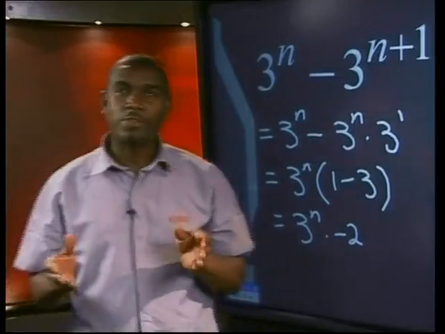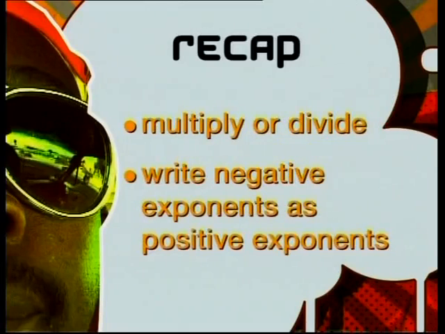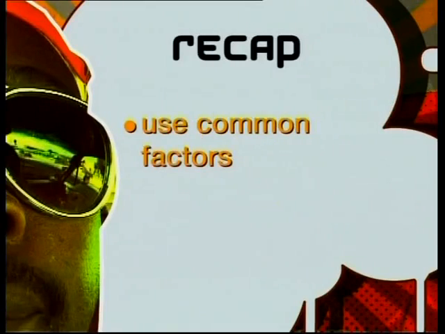That brings us to the end of this lesson. What we have learned is that to simplify exponential expressions where we deal with factors, you have to write the numbers as prime factors, raise a power to a power, multiply or divide, write negative exponents as positive exponents, and lastly, use common factors. Here's a task for this lesson.